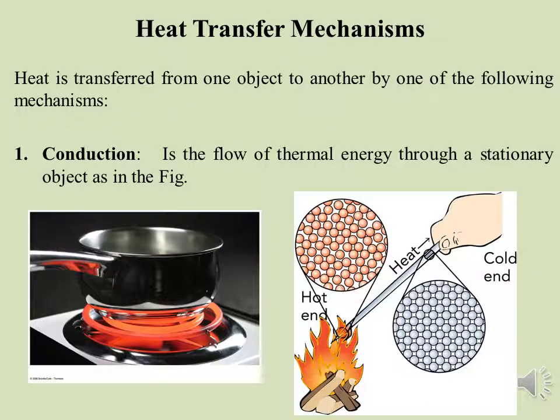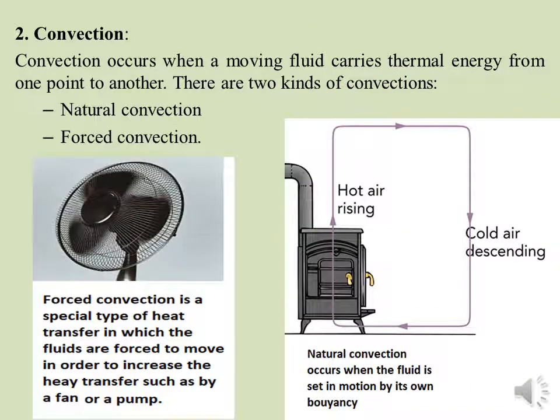Heat transfer mechanisms. Heat is transferred from one object to another by one of the following mechanisms. 1. Conduction, in which thermal energy flows through a stationary object via direct molecular collision, as in the figure. 2. Convection. Convection occurs when a moving fluid carries thermal energy from one point to another. There are two kinds of convection: natural convection, in which the fluid moves by its own buoyancy as in the figure; forced convection, in which the fluid is forced to move by a fan or pump as in the figure.